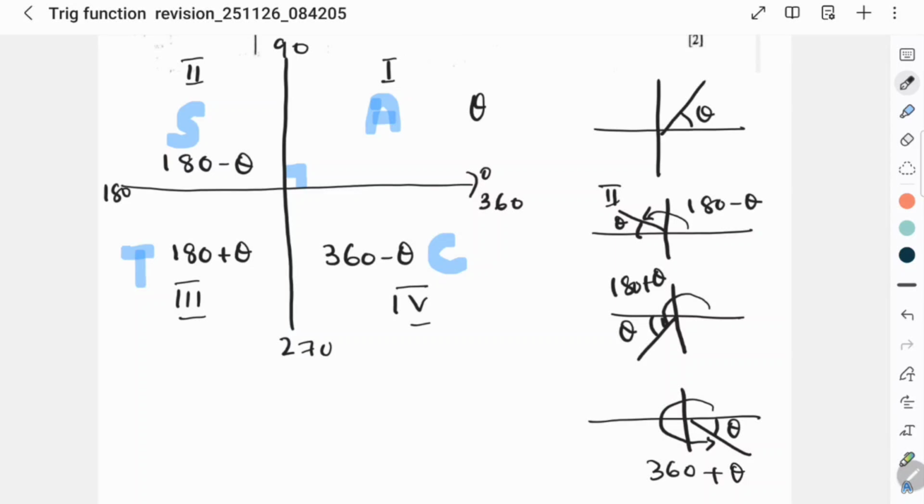When the angle is in the first quadrant, all are positive. You can remember it like ASTC. So you can easily find out in which quadrant which trigonometric ratio is positive. If in the second quadrant sine is positive, then tan and cos are both negative. If in the third quadrant tan is positive, then sine and cos are negative. In the fourth quadrant, if cos is positive, then the other two trigonometric ratios, sine and tan, are negative. So let's begin the questions.